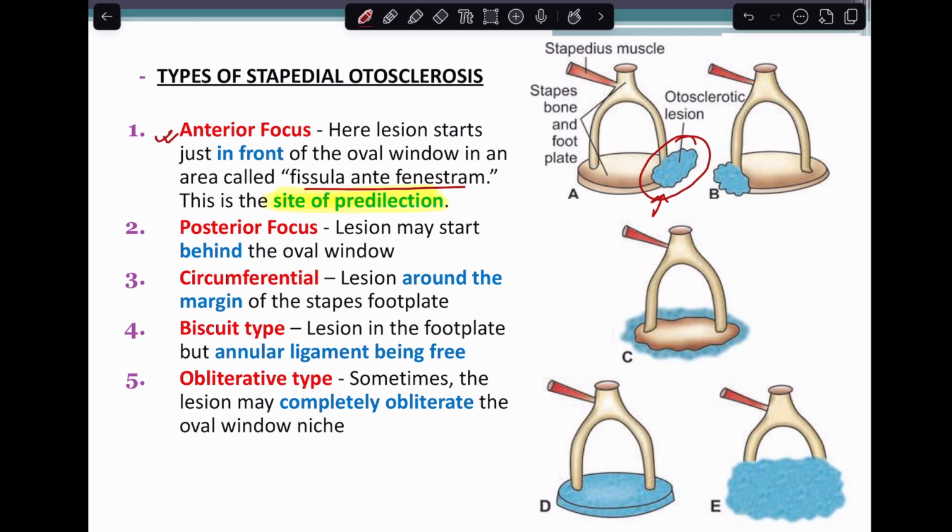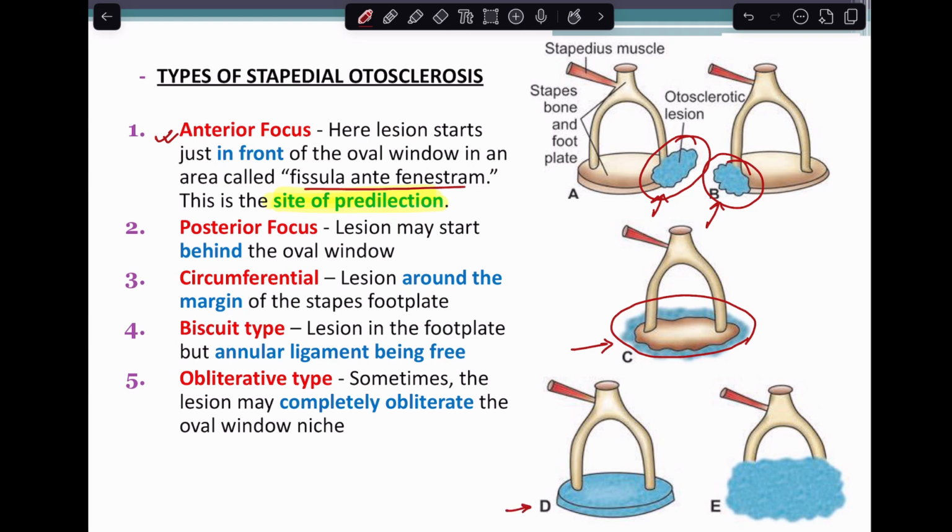Then coming to the image marked B, this is posterior focus. Here the lesion is starting behind the oval window. Next, let's look at the image marked C. Here we are seeing that the lesion is all around the margin of the stapes footplate. So this is known as the circumferential type.